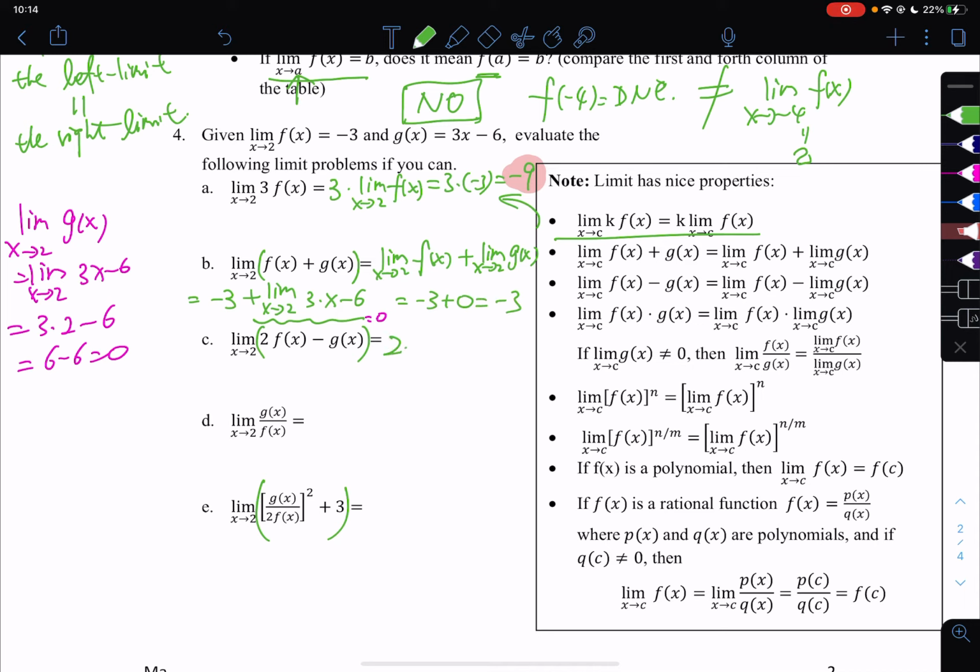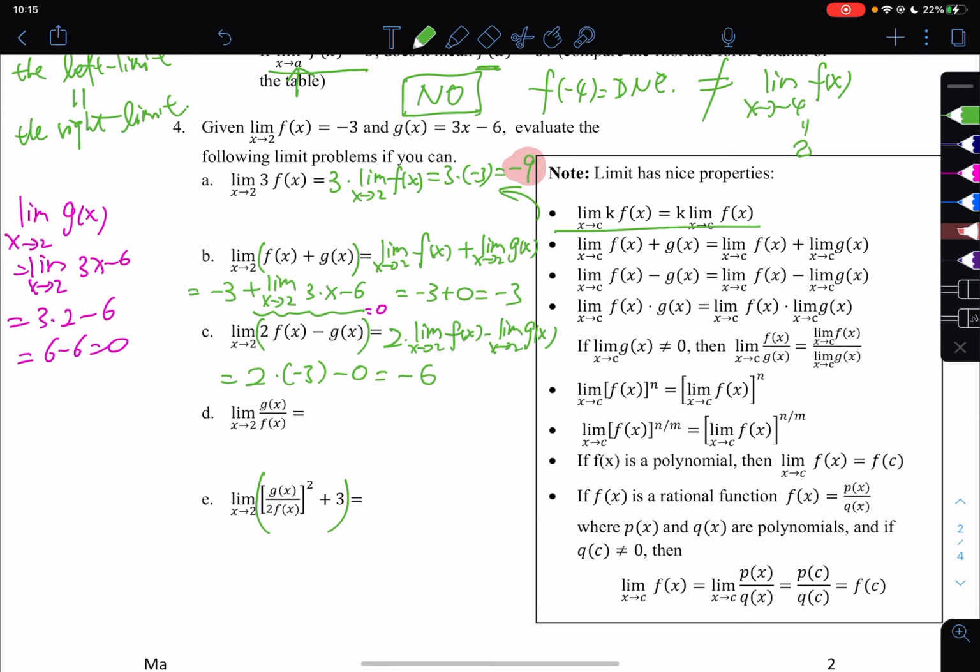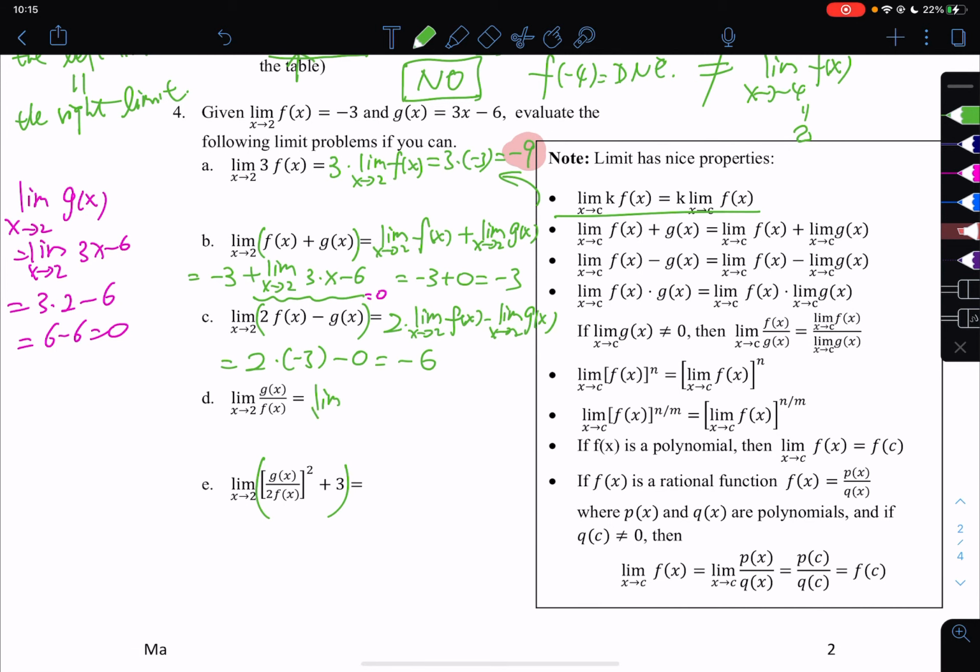The next problem is mathematically equivalent to twice the limit as x approaches 2 of f of x minus the limit as x approaches 2 of g of x. Hence, it's twice times negative 3 minus 0, which is negative 6. The next problem is the limit as x approaches 2 of g divided by the limit as x approaches 2 of f of x. So you end up with 0 divided by negative 3, which is 0.